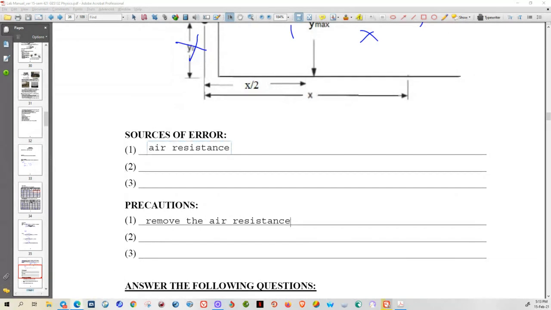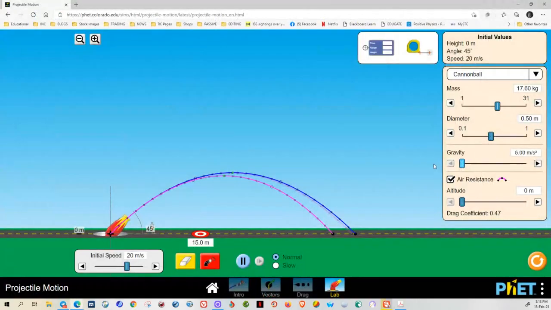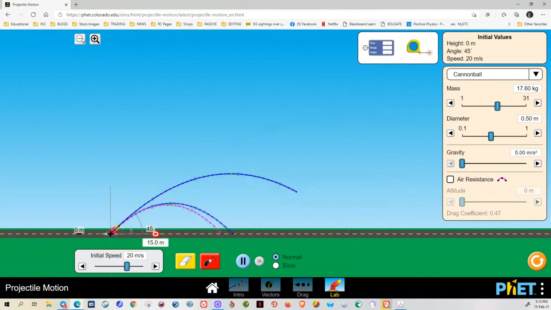Now, one student asked, what if we do the experiment in space? That's fine, there is no air in space, but there is also very small gravity. If you look at the effect of gravity, what happens if the gravity is less? The same everything, no air resistance. If the gravity is less, the projectile will go more. The range will be more.